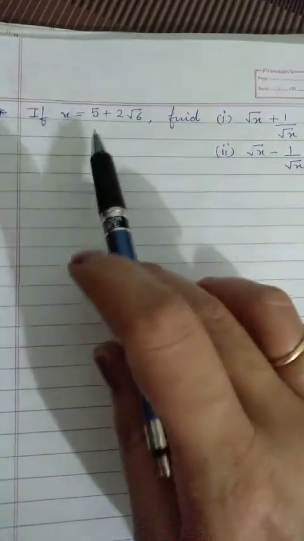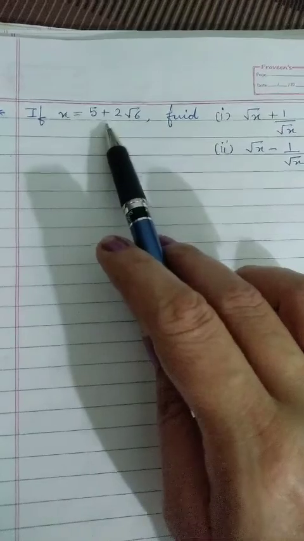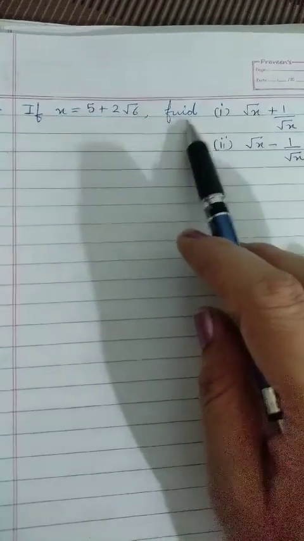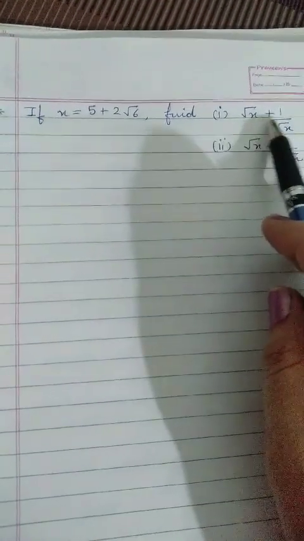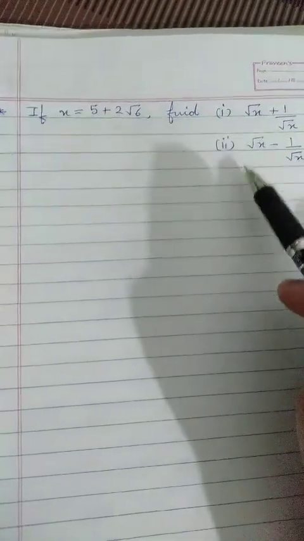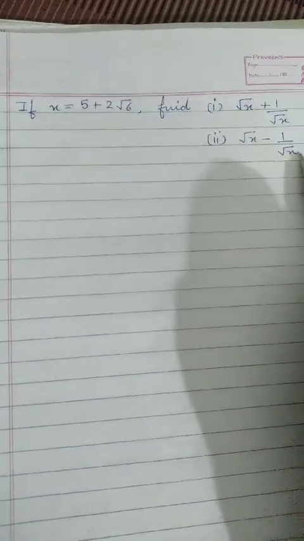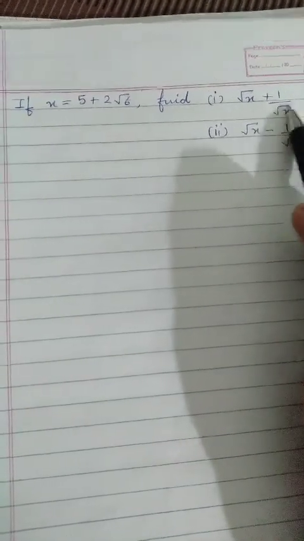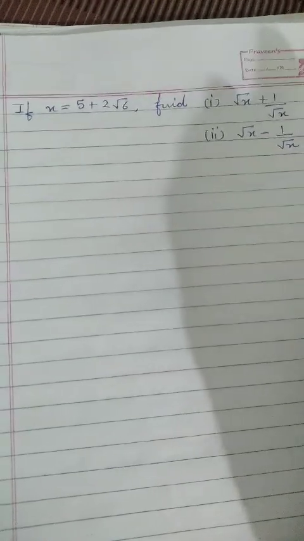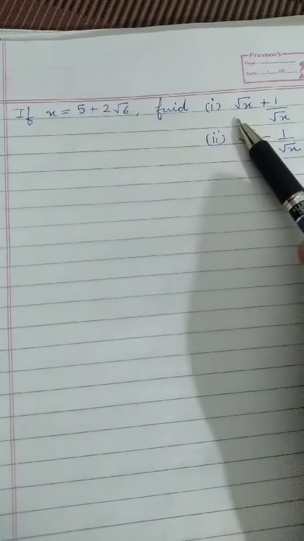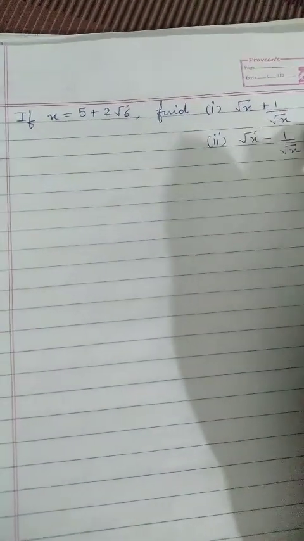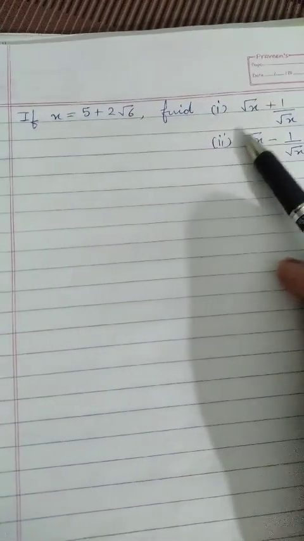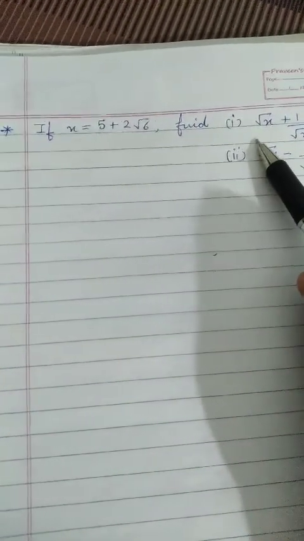Now look at another example. If x equals 5 plus 2 root 6, then find the value of root x plus 1 by root x and root x minus 1 by root x. Now you must be wondering, what should we do to find the value of root x plus 1 by root x? You have not done any identity with under roots. Now remember, this also is based on (a plus b) whole square and (a minus b) whole square, and all these questions are similar type of questions.